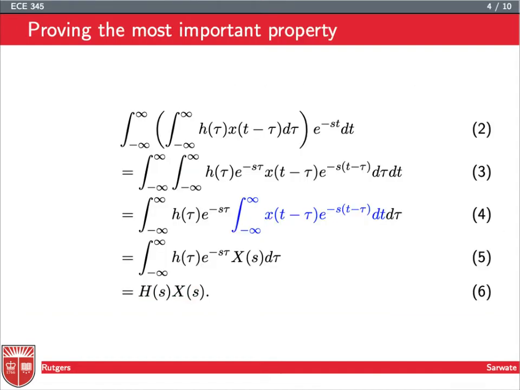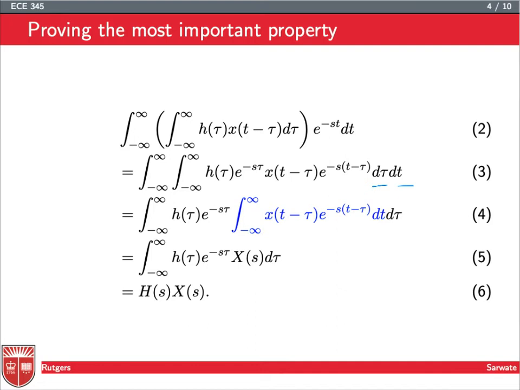So how do you prove this most important property? Well, you just throw in the definition. So here we have the definition of convolution, and then here we have the Laplace transform. Now we just squish all the integrals together. We have this double integral over d tau and dt. We have the tau integral for the convolution, and we have the t integral for the Laplace transform.